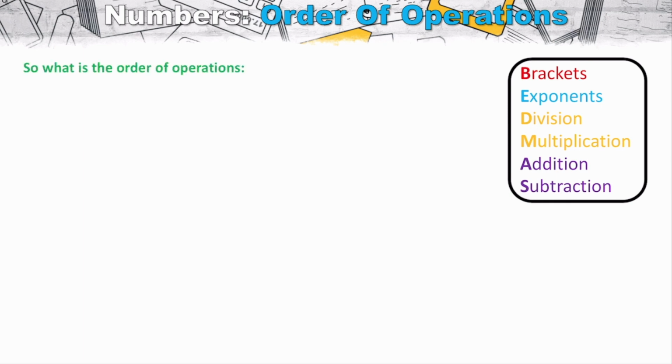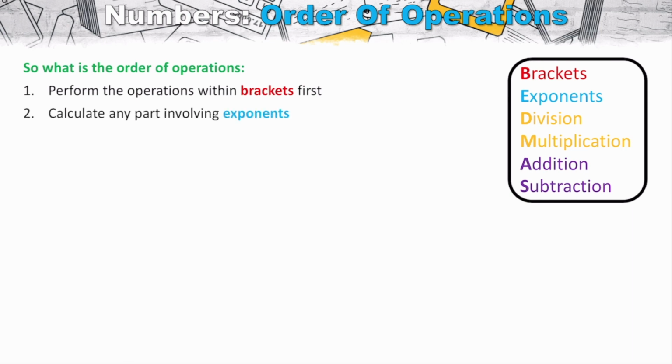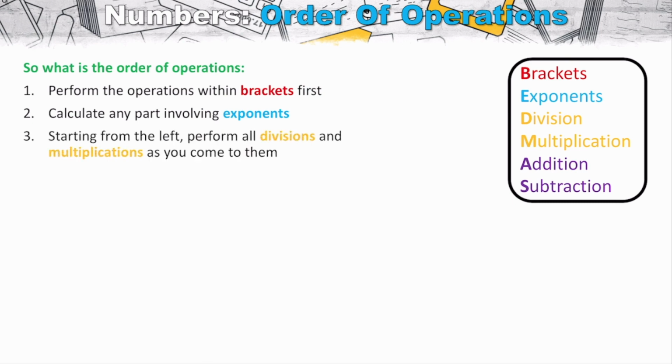So, what is the order of operations? So, the first thing is we perform anything within brackets first. Having said that, we need to perform the order of operations inside the brackets as well, but we perform anything within the brackets first. The second thing we need to do is calculate anything involving exponents, indices, same sort of thing. All right?